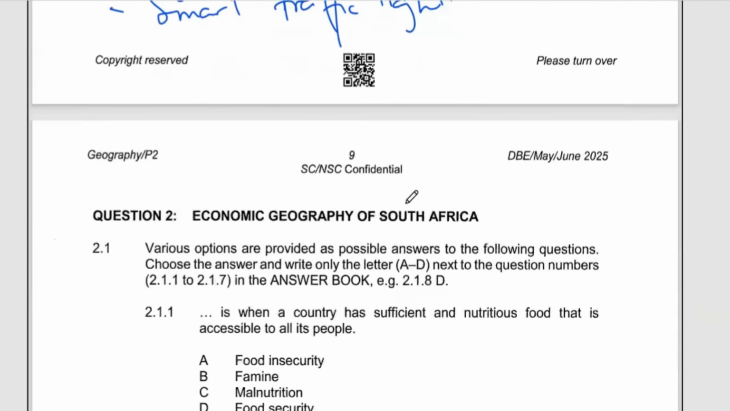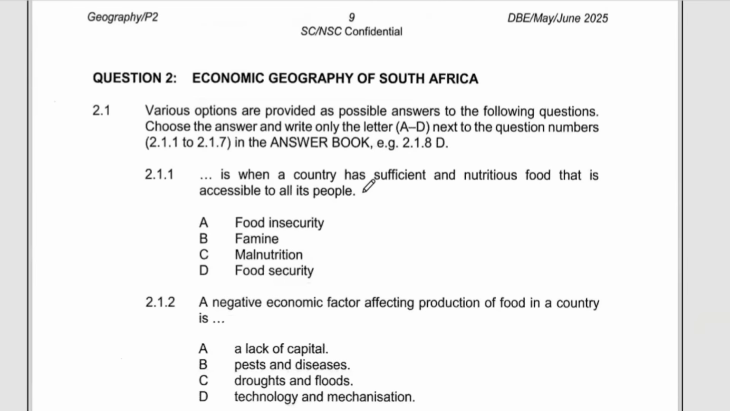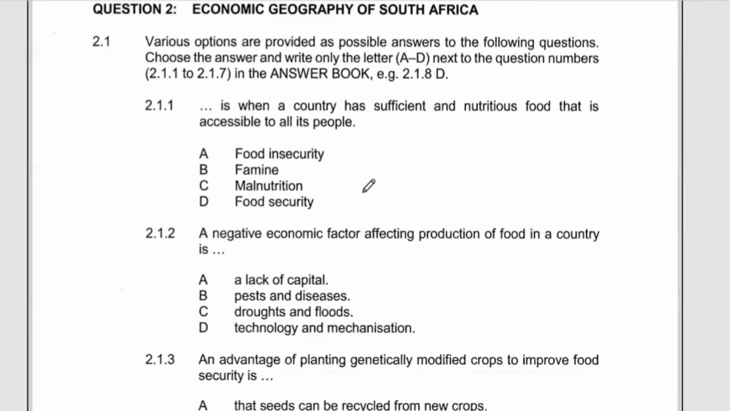Right, we move on to economic geography of South Africa. The first question is a multiple choice question. Dash is when a country is sufficient and nutritious. If a country has got sufficient and nutritious food, we say it is food secure. There is food security in that country.